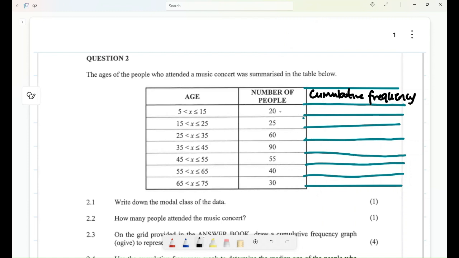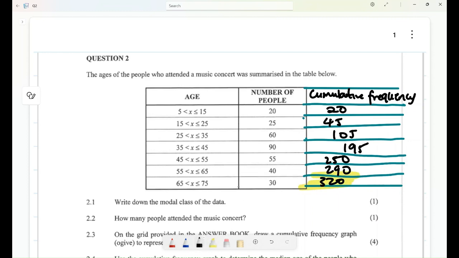Right, cumulative frequency. I take this one, I add this one, it is 20. 20 plus 25, it is 45. Then 45 plus 60, it is 105. 105 plus 90, 195. 195 plus 55, 250. 250 plus 40, 290. 290 plus 30, 320. So this is the total number of people who attended the concert.